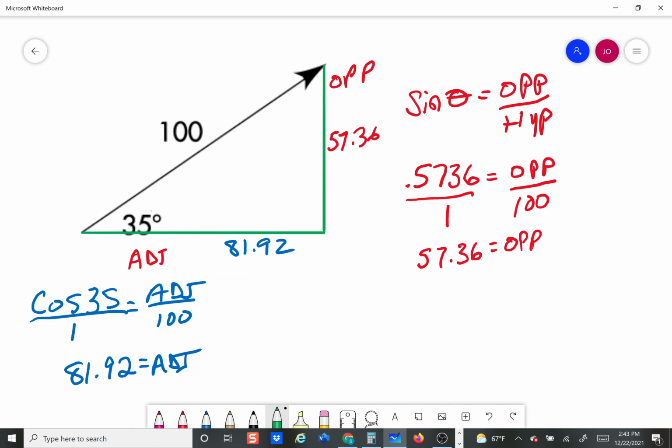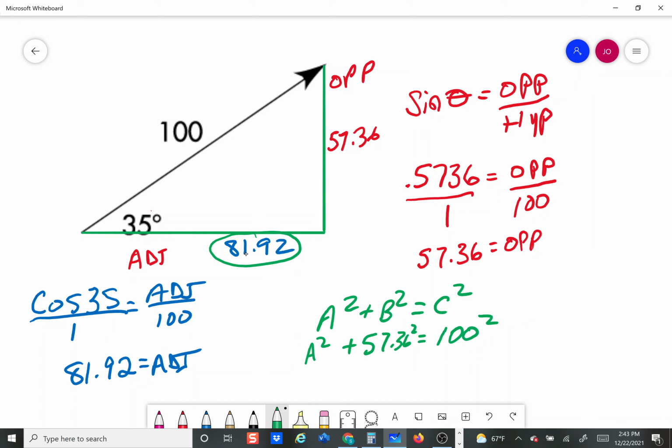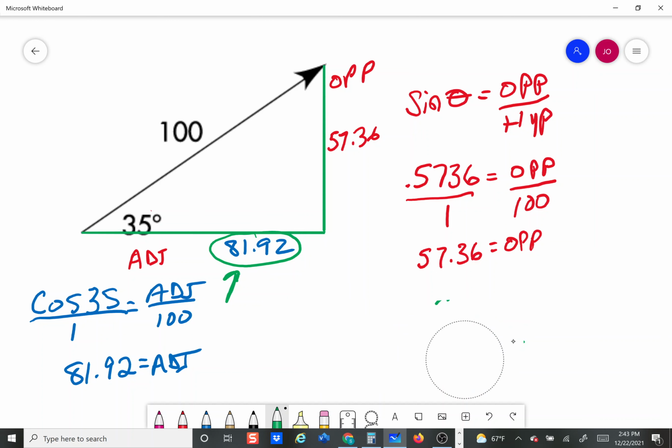Another way I could do this was with tangent, but I'm really not going to get into solving it with tangent. If I still don't know what this value is, though, I can use the Pythagorean theorem, right? We know that a squared plus b squared equals c squared. But I know c squared, that's 100 squared. And we can use whatever side. We'll say that this is 57.36 squared. And we're still looking for this side right here. We can just take our 100 squared and subtract 57.36 squared. And that'll give us our side A. So we can do that.